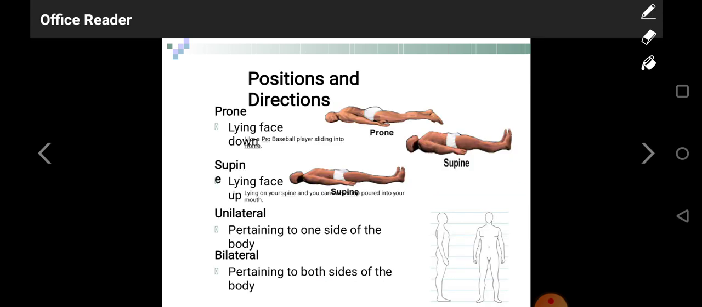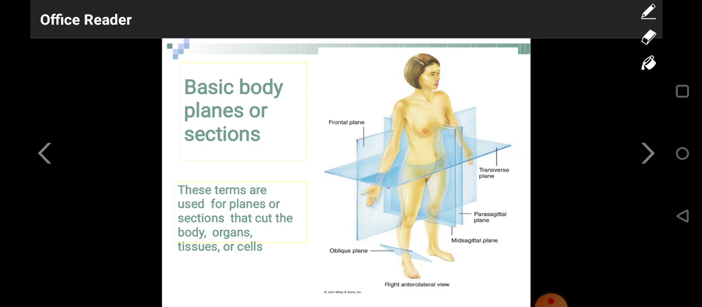Then prone position, it is lying face down. In the image we can see a person lying face down. This is the prone position. Then supine, it is lying face up. Then unilateral, it is pertaining to one side of the body. Bilateral, it is pertaining to both sides of the body.